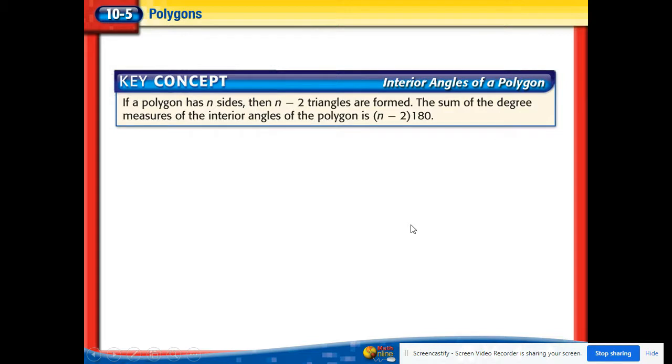The other key concept here is what if we want to find the sum of the interior angles? That's all of them. Now, we know that the sum of the interior angles of a triangle is 180, and we've also talked about quadrilaterals being 360. What about these bigger ones? How can we figure those out? Well, there's actually a formula. The formula is right here: n minus 2 times 180. n means the number of sides. So for a quadrilateral, it's just 4. For a decagon, that would be 10. And you just subtract 2 and then multiply by 180.